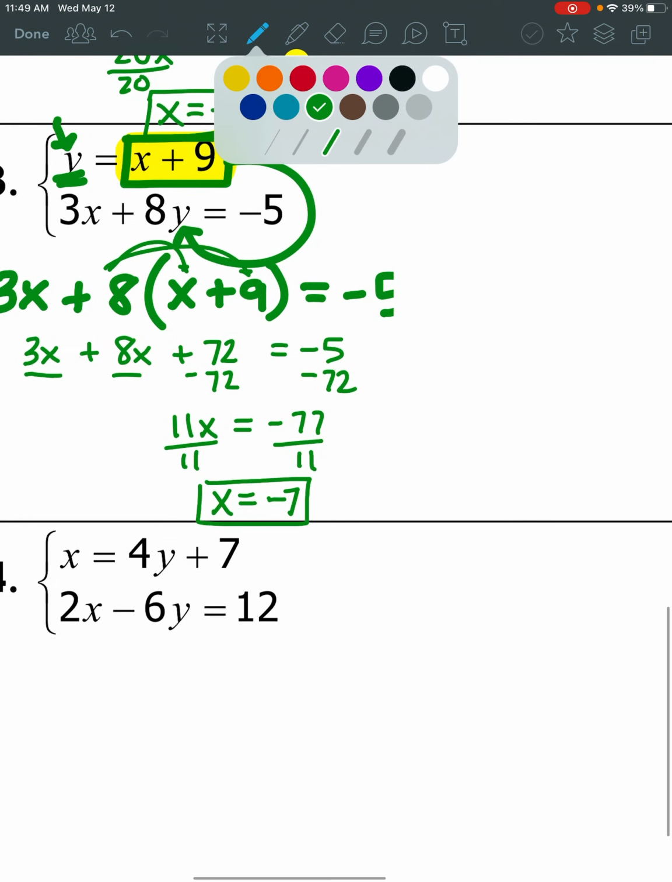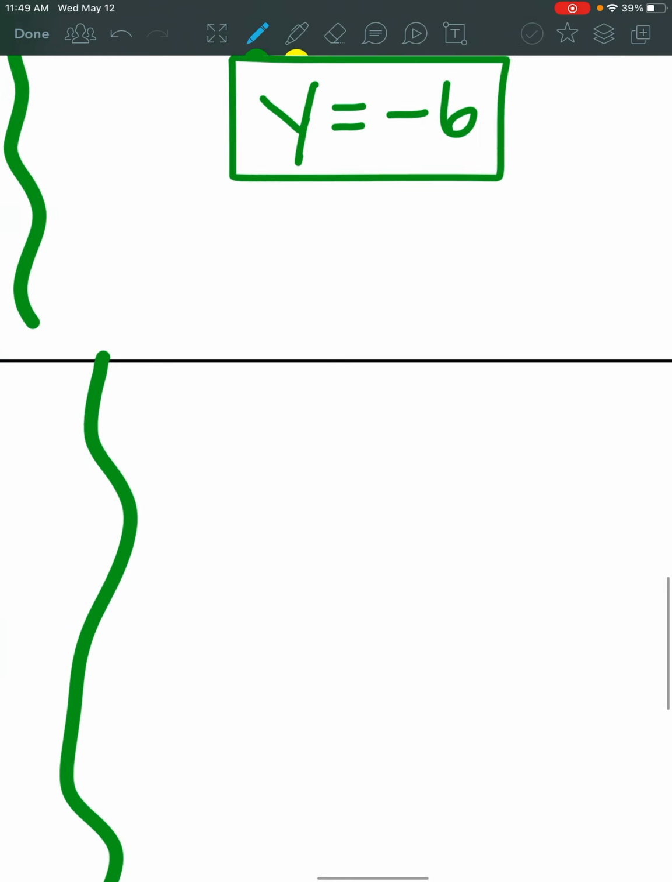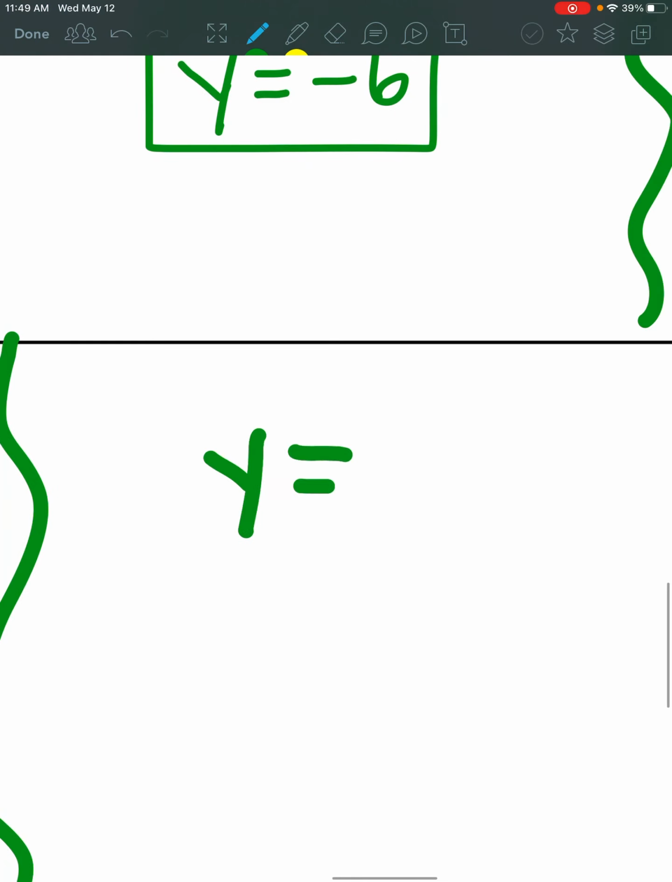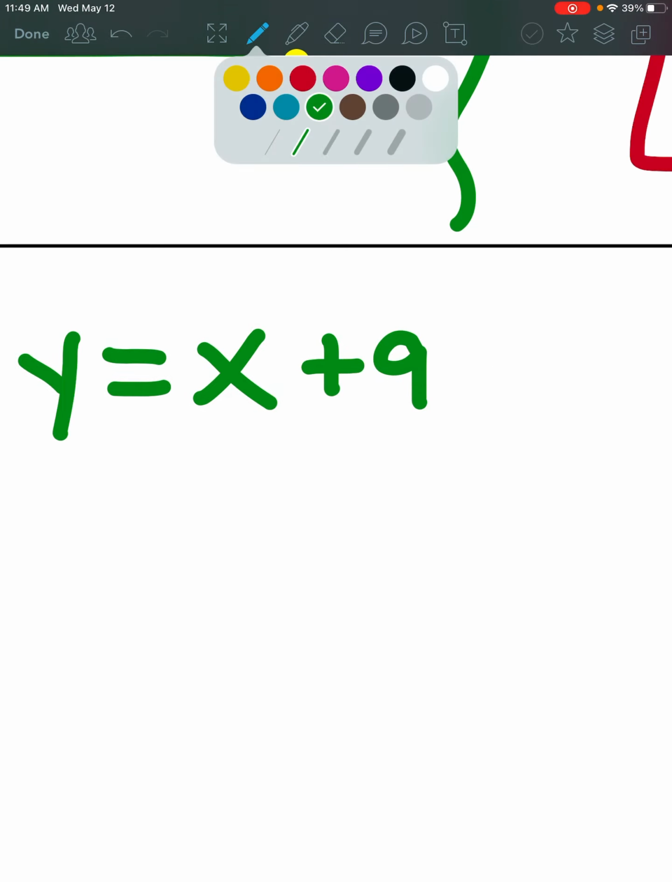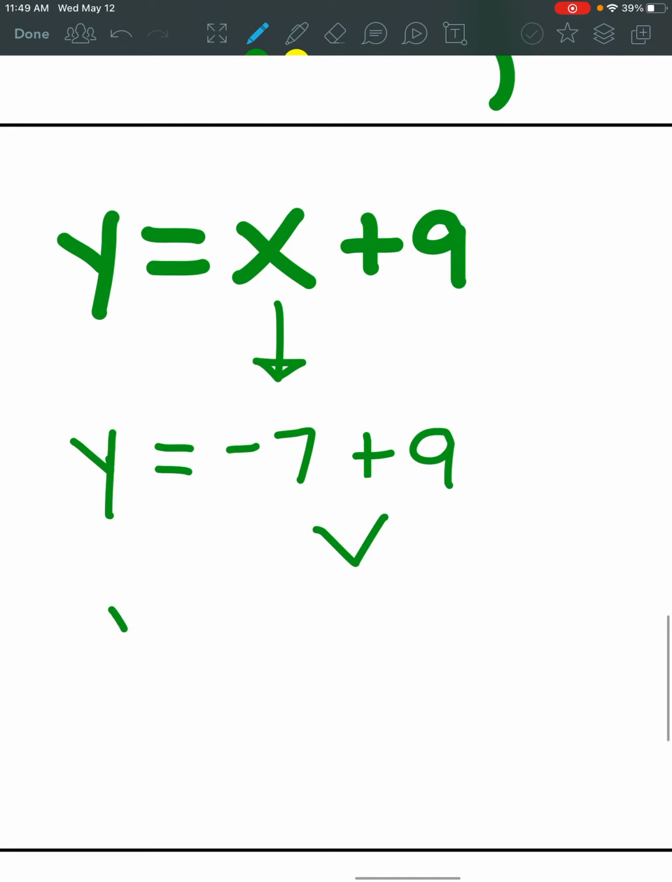All right, there was step 1. Now we've got to get our y variable. Again, I find that first equation a lot easier to work with than the second one. Totally your preference. So we will replace x with -7. We'll add 9 to get our value of y. So y equals 2.